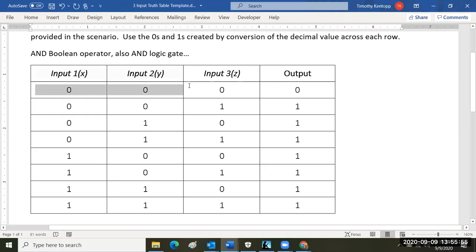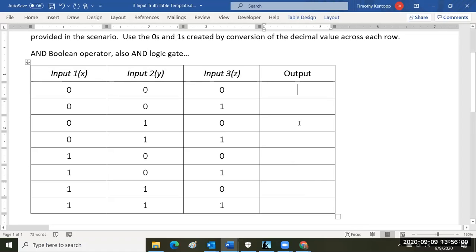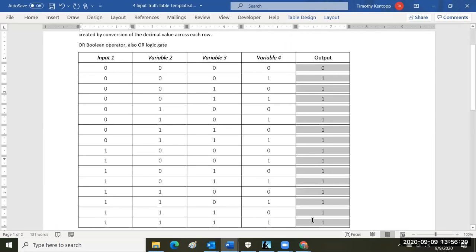What about this? What's my output? 0. What about the next one? 0. Because input 1 and input 2 and input 3 all have to be true or 1 or on. So this is a 0, this is a 0, this is a 0, this is a 0. What about this one? That one is a 1. Do you notice a pattern? Everybody notice a pattern?